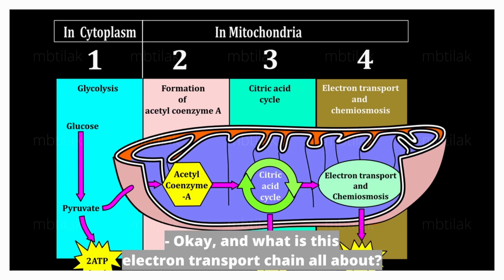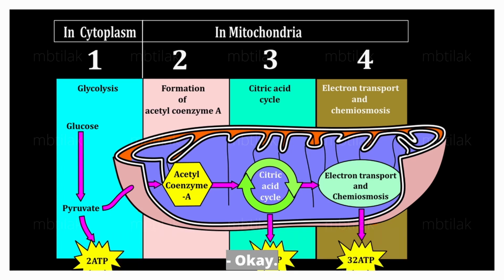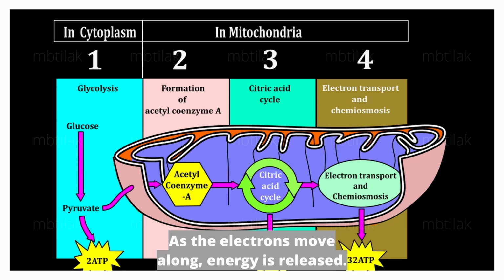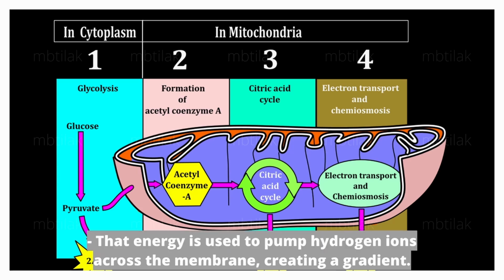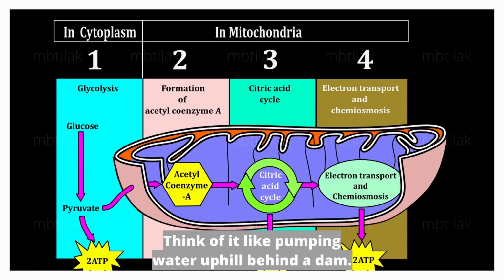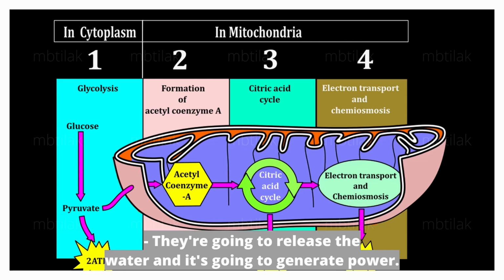Okay, and what is this electron transport chain all about? Imagine a series of conveyor belts with workers passing packages down the line. The packages are electrons from our NADH and FADH2 vouchers. As the electrons move along, energy is released. Where does that energy go? That energy is used to pump hydrogen ions across the membrane, creating a gradient. It's like building up potential energy. Think of it like pumping water uphill behind a dam. I'm seeing where this is going. You got it. They're going to release the water, and it's going to generate power.